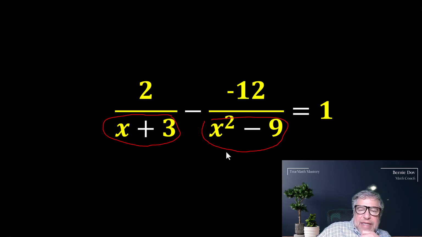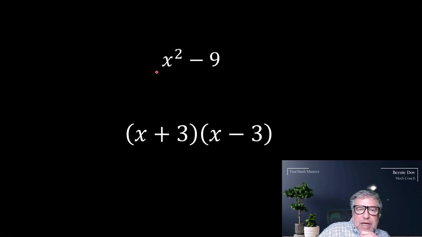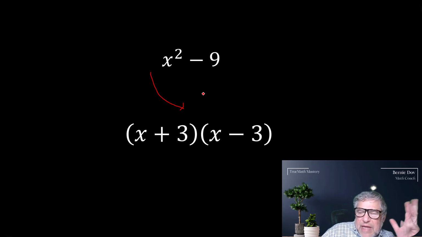x squared minus 9 can be factored. How do we factor it? x squared minus 9 can be turned into x plus 3 times x minus 3. This is a difference of perfect squares. x squared is a perfect square. 9 is a perfect square. Again, if you don't know what that means, that goes back to probably 9th grade, depending on when you learned it. Some advanced classes learn it in 7th grade, some in 8th, and some in 9th grade.